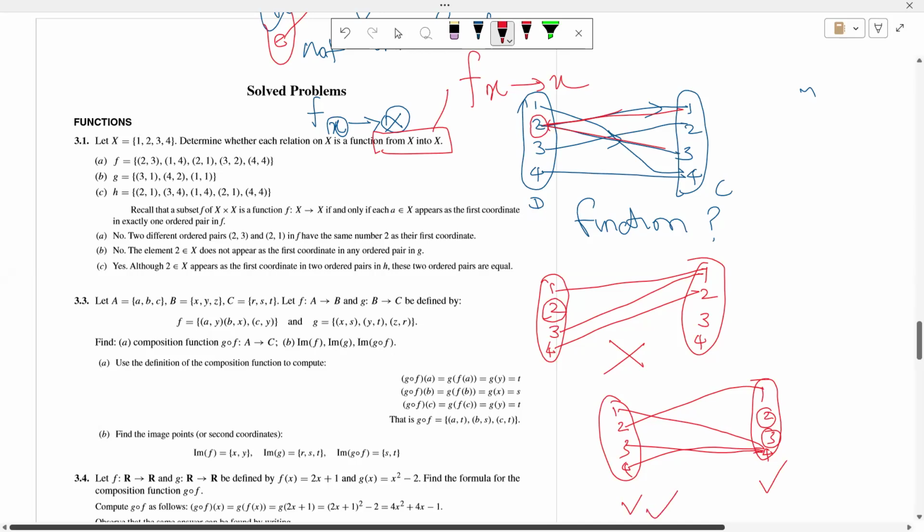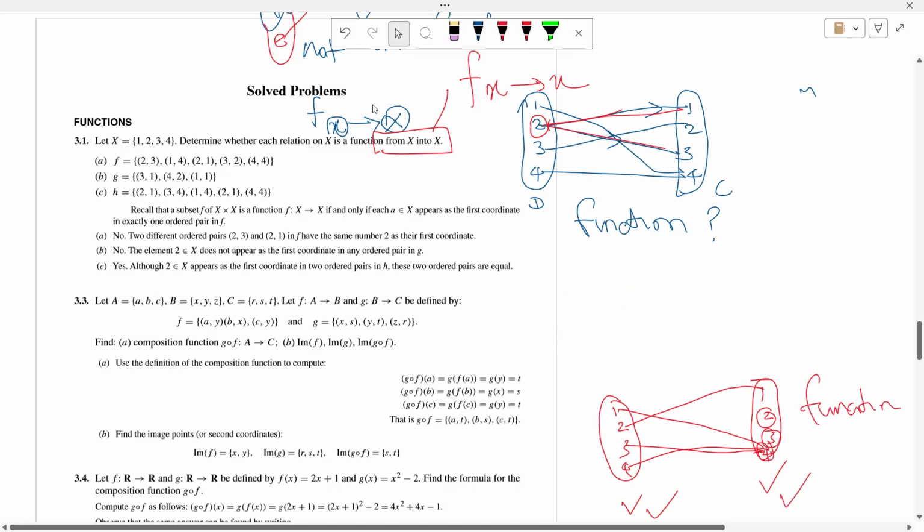Fourth definition: one codomain element has more than one relation with the domain element, right? 4 has a relation with more than one. So it is also correct. So this is a function. So this is the way we can answer the question, right? To check the function, you need to check all three. Yes, it is a function, right?